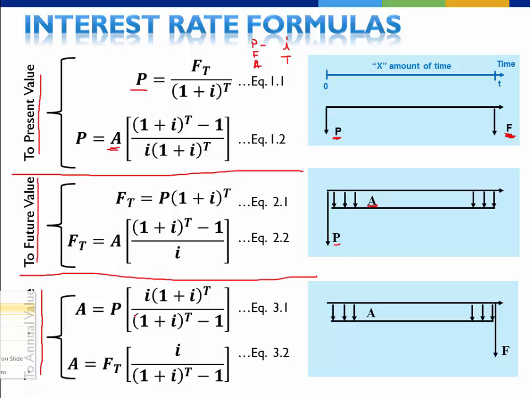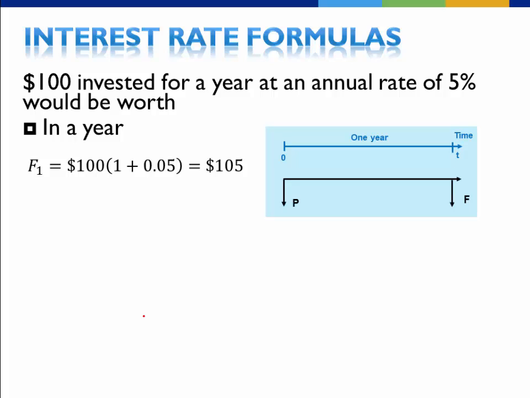Okay, so let me show you how these formulas are used. Let's start simple. Imagine that you have $100 and that you are investing those $100, and that the bank tells you that you will receive a 5% annual interest rate. So if you have $100 and you have a 5% interest rate, at the end of 1 year, how much money are you going to be receiving?